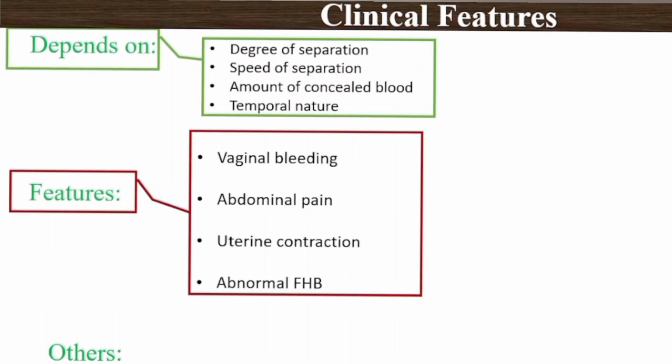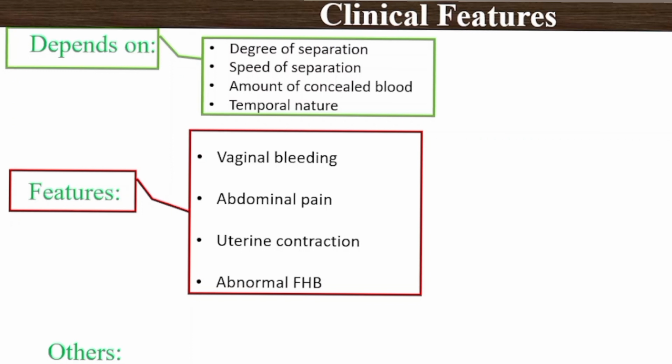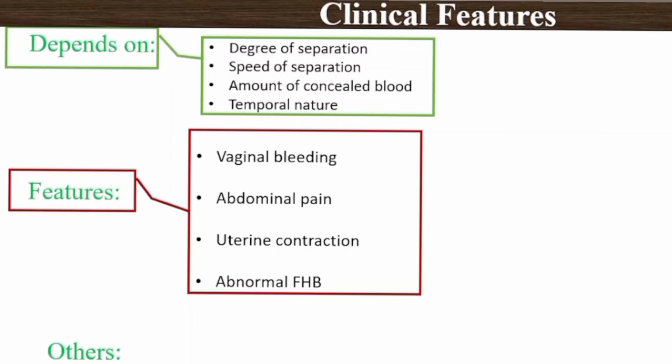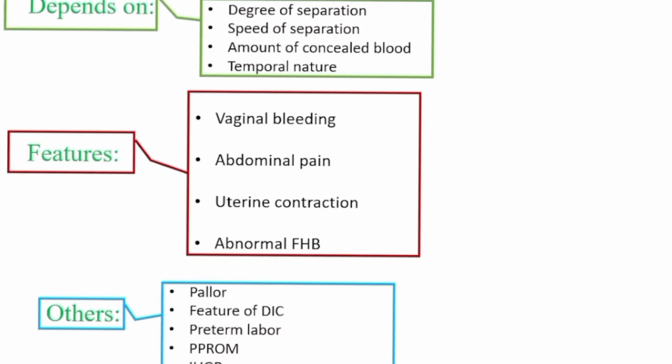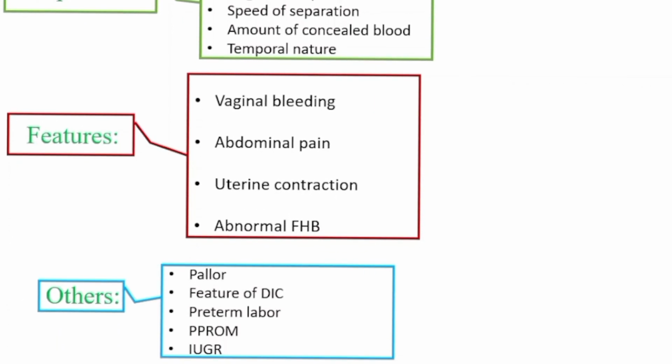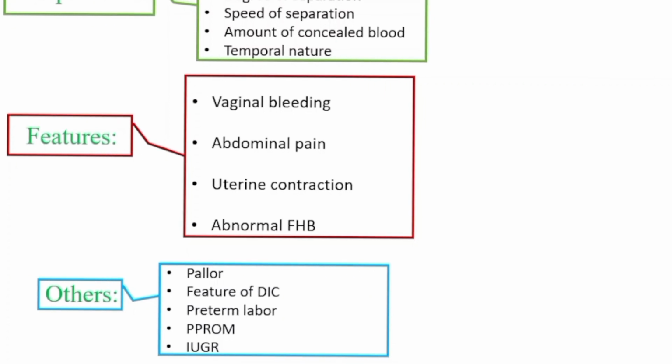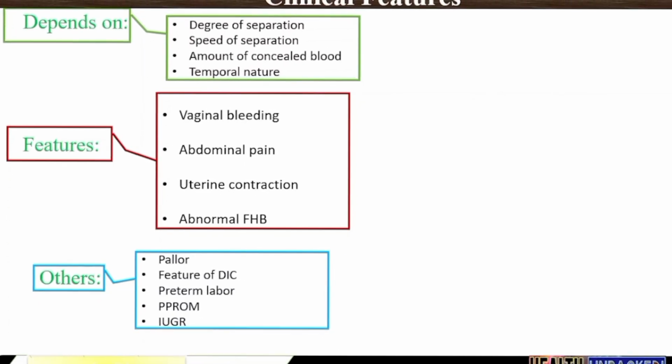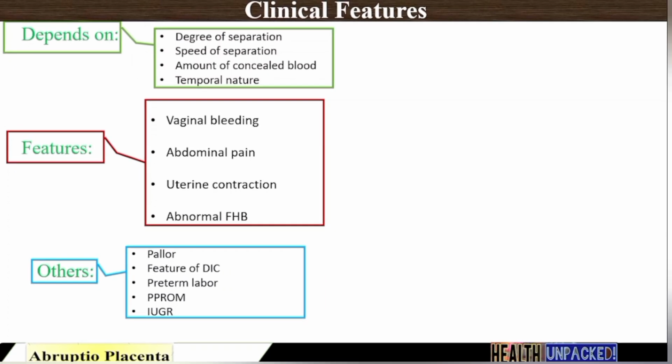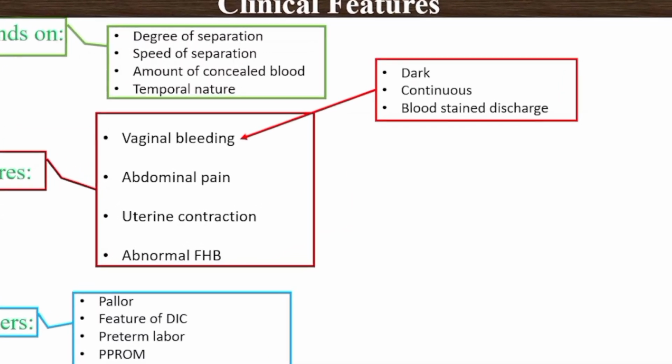So the features: there will be vaginal bleeding, abdominal pain, uterine contraction, and abnormal fetal heart rate pattern, or generally the condition of the fetus will be abnormal. Others like pallor due to the bleeding, features of DIC, bleeding from other parts of the body. There will be preterm labor due to early contraction, and premature rupture of membranes. If it is chronic, there will be intrauterine growth restriction. So these are some features.